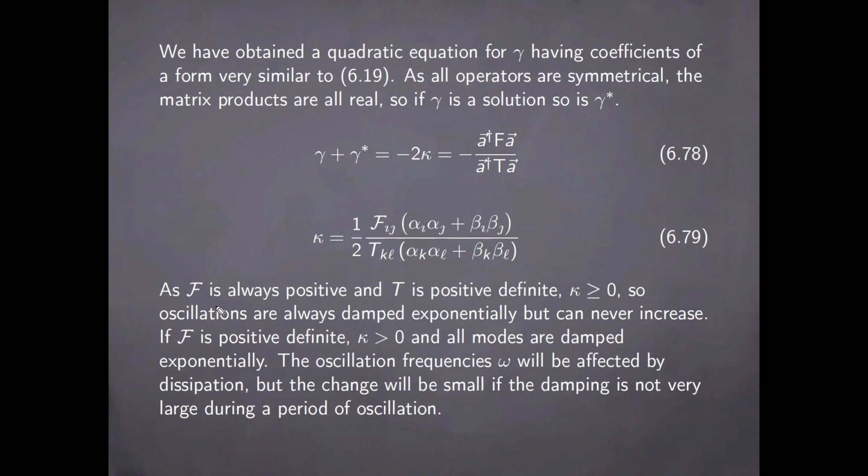Now, as the dissipation function is always positive, and since the kinetic energy is positive definite, kappa is always going to be greater or equal to 0. So the oscillations are always damped exponentially, but they can never increase. If the dissipation function happens to be positive definite, then kappa is always strictly greater than 0, and all modes are damped exponentially. The oscillation frequencies omega will be affected by dissipation, but the change will be small if the damping is not very large during a period of oscillation.